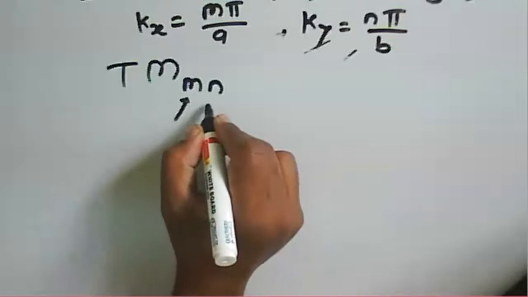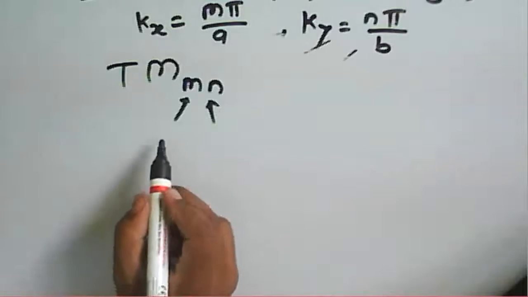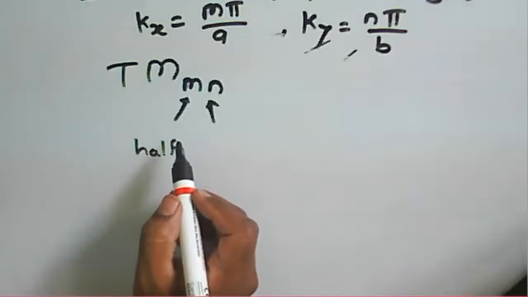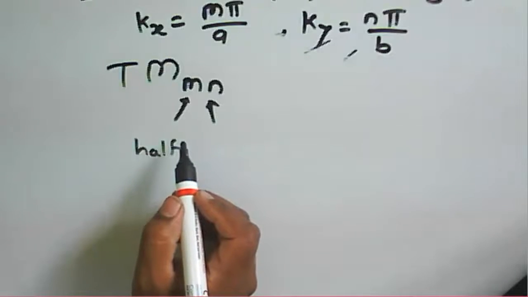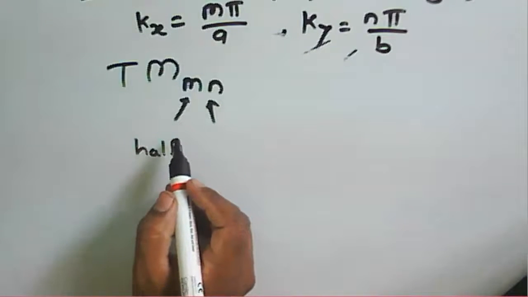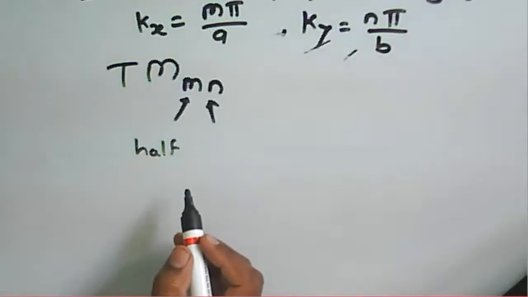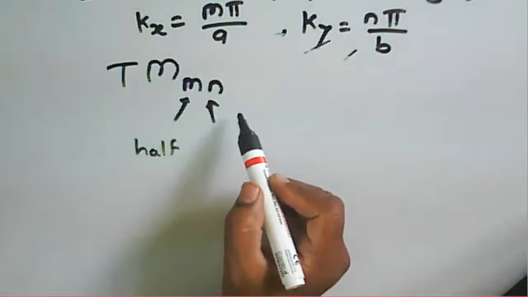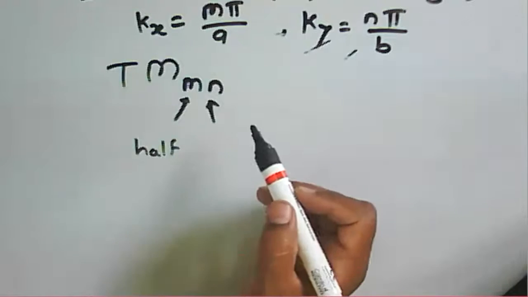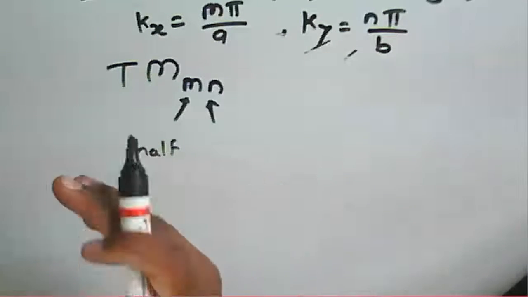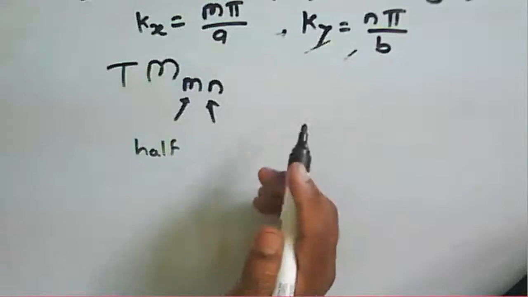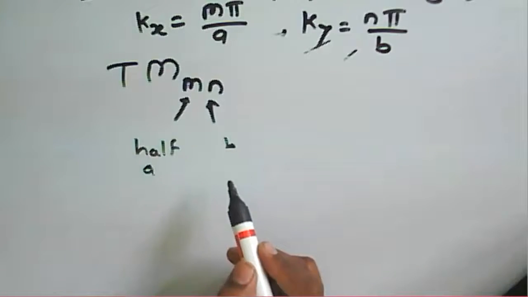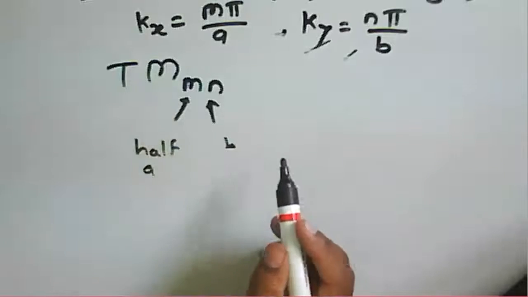And this m and n is nothing but a half wave variation. We already specified that it is the half cycle variation. So how many half cycle variations are there in the given waveguide? N is the number of half cycle variations of the magnetic field along the b side, and m along the a side. So half cycle variation along a, half cycle variation along b. That is what m and n represent.